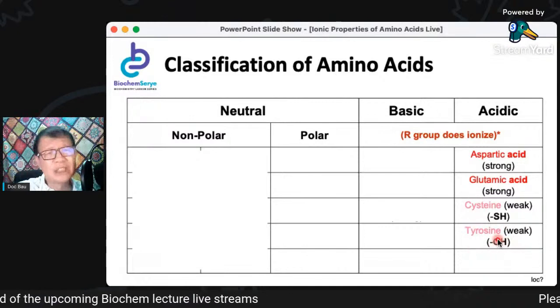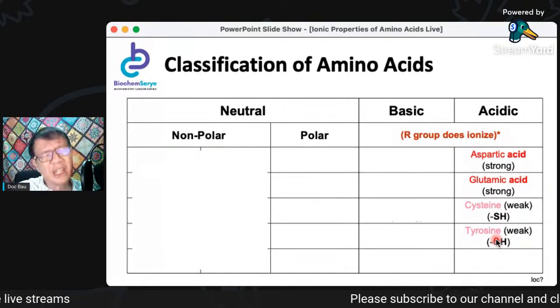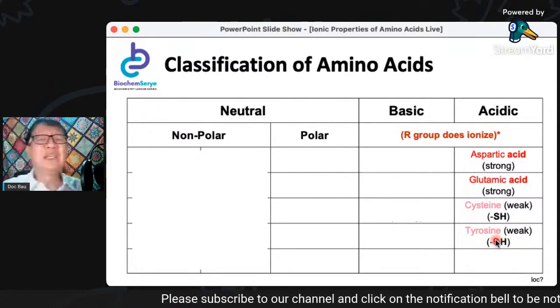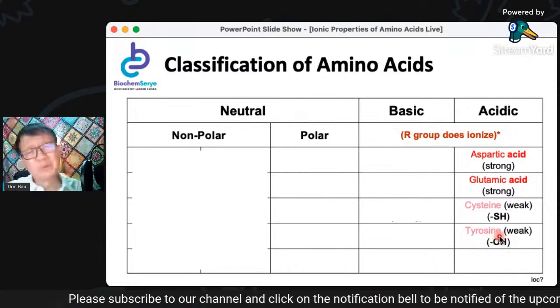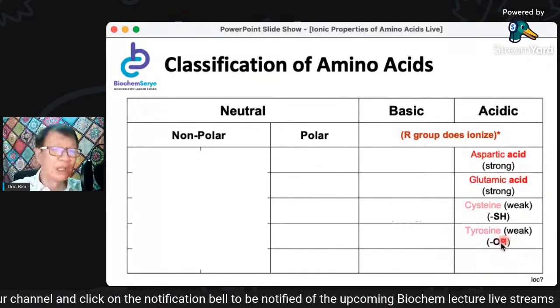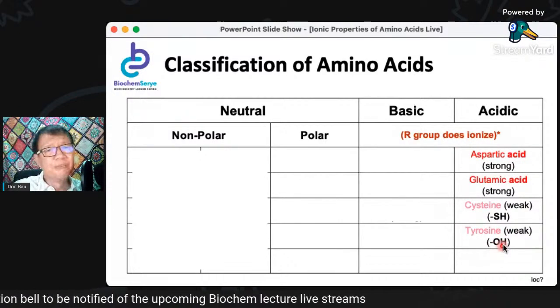And tyrosine. Sometimes tyrosine can be classified as hydroxylated, because you have a hydroxyl group. But it is an acidic amino acid. It's a weakly acidic amino acid. Your pi electrons can delocalize, including the electrons of oxygen. Hydrogen can be given off. So please remember these four.